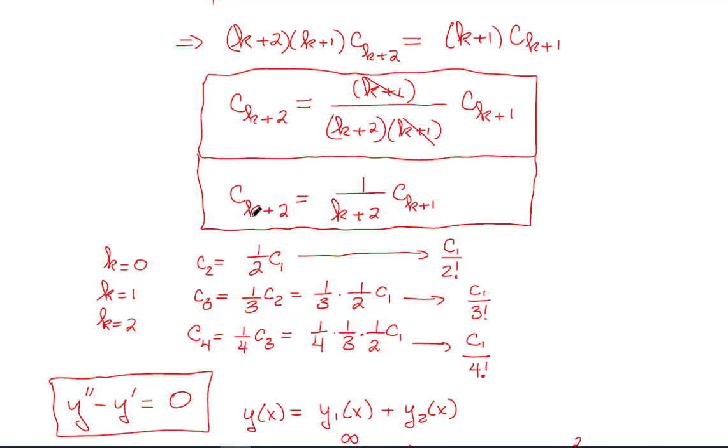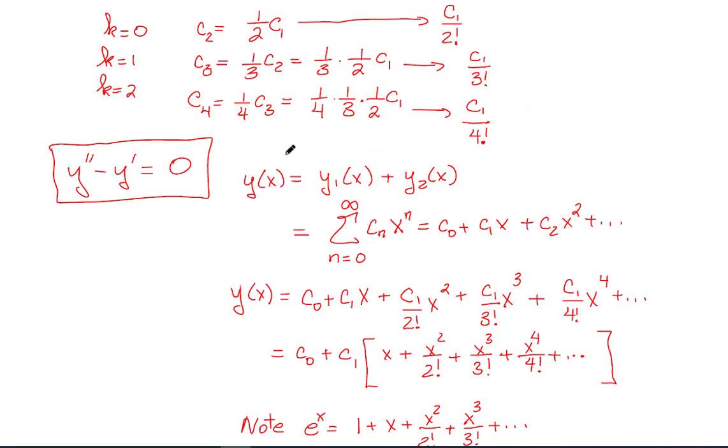All right, so when k is 0, what does that mean? Well, when k is 0, I get 1 half C1. When k is 1, I get C3. When k is 2, I get C4. All right, but notice each of these is in terms of C1.